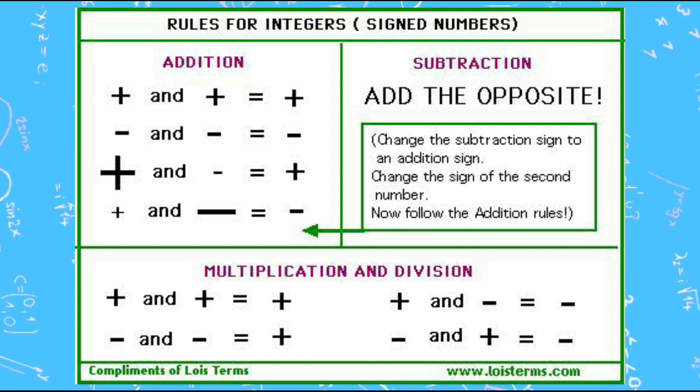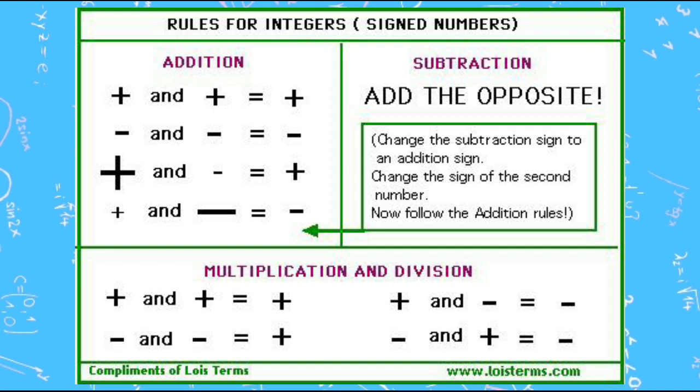On the subtraction rule, you have there add the opposite. Change the subtraction sign to an addition sign and change the sign of the second number, and then follow the addition rule.